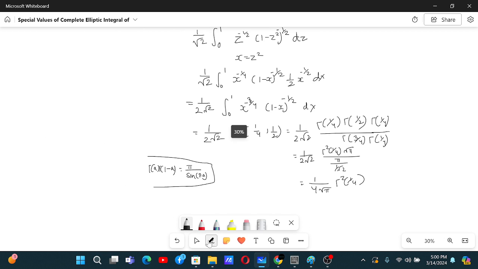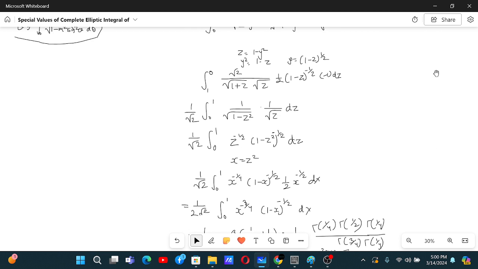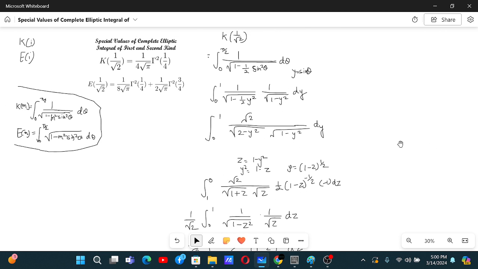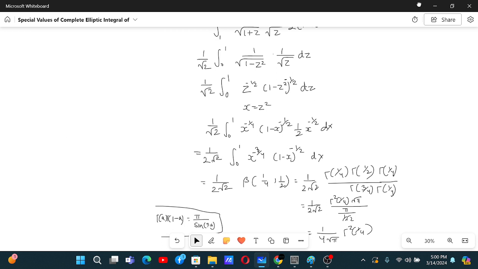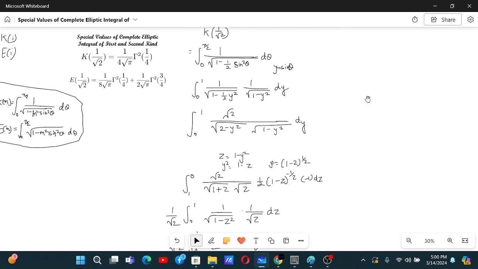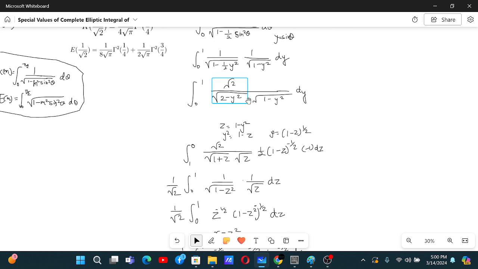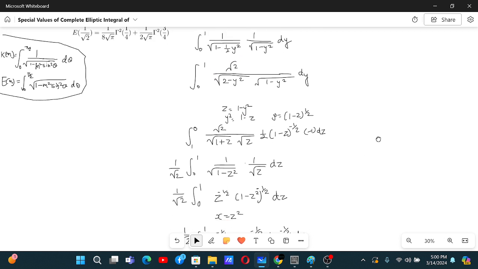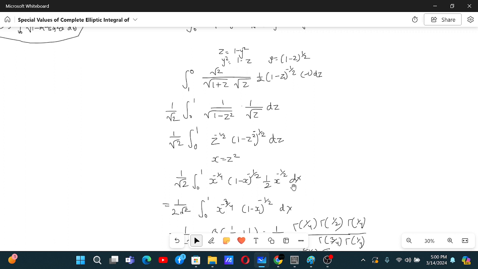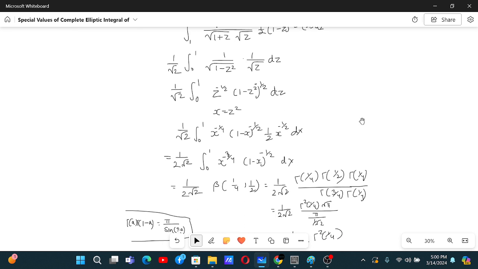So we found the first value by simple integration methods. It is 1 by 4 root pi times gamma squared of 1 by 4. We basically made a substitution, and then over here we tried to simplify it by changing g equals to 1 minus y square, then used the beta function substitution and did this stuff.